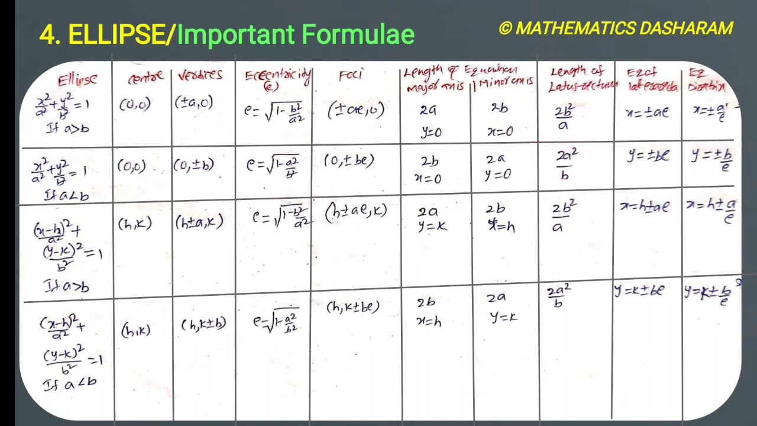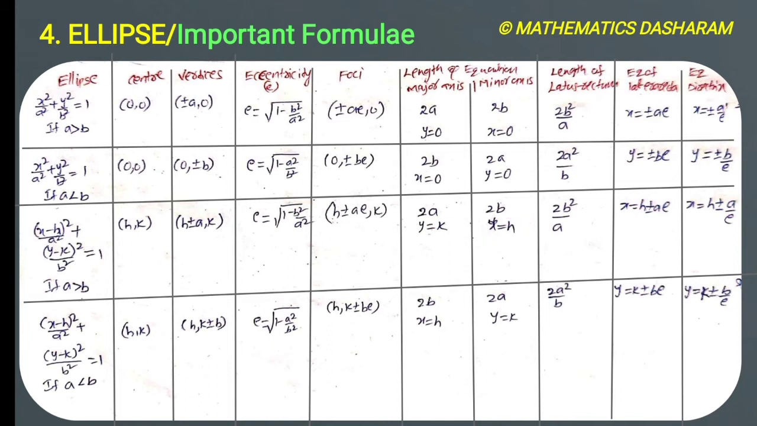Next, the third one is (x minus h) whole square by a square plus (y minus k) whole square by b square equals 1, if a is greater than b. In this case, the center is (h, k), the vertices are (h plus or minus a, k), and the eccentricity is the same, no changes, like the a greater than b eccentricity. Next, the foci are (h plus or minus ae, k). The length of the major axis is 2a, but the equation of the major axis is y equals k. The length of the minor axis is the same 2b, but the equation of the minor axis is x equals h.